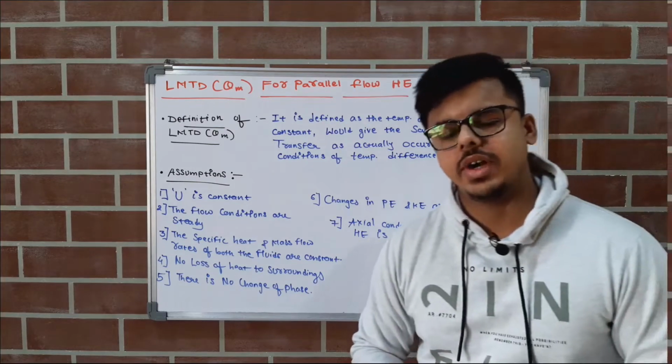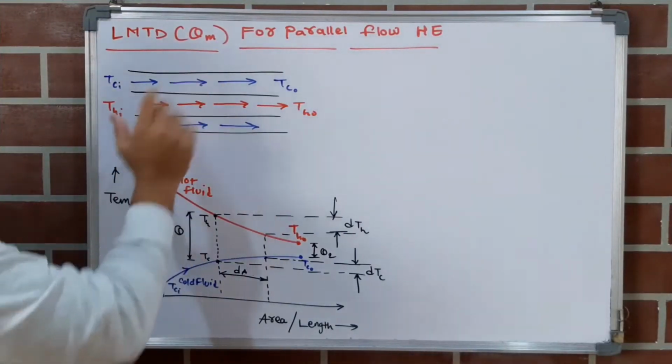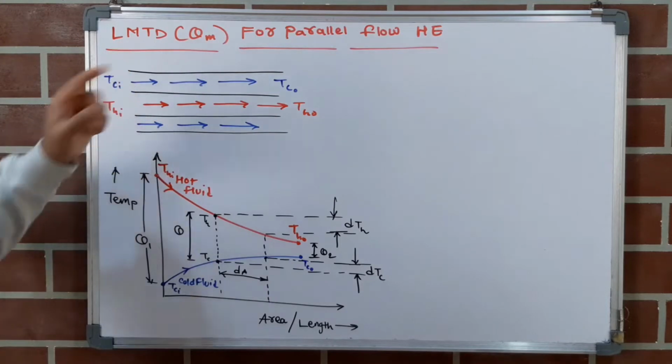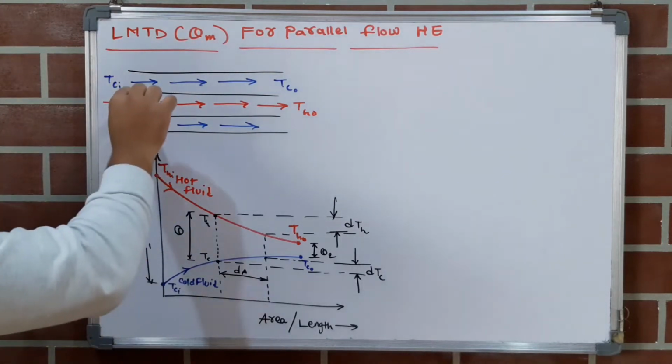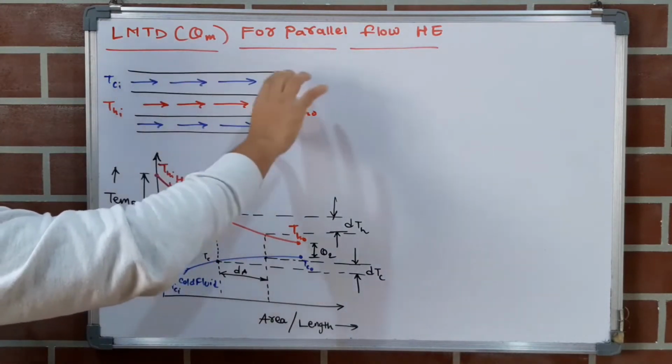Now we will start our derivation. So now you can see the schematic diagram of the parallel flow heat exchanger. This is the innermost pipe and this is the outer pipe, right?